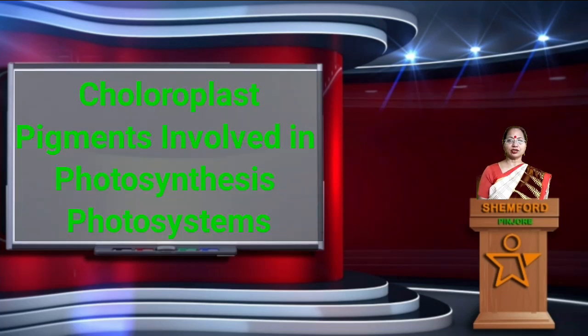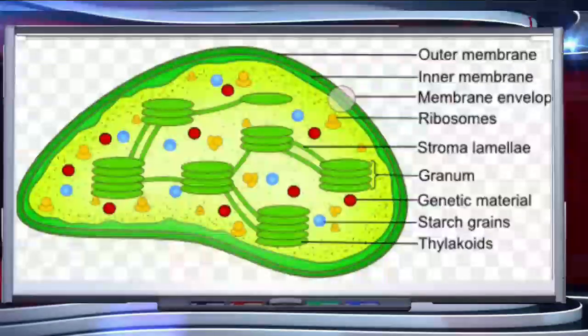In the previous presentation of chapter 13, photosynthesis in higher plants, we discussed early experiments performed by various scientists. In this presentation, we will talk about pigments involved in photosynthesis, chloroplast, and photosystems 1 and 2.